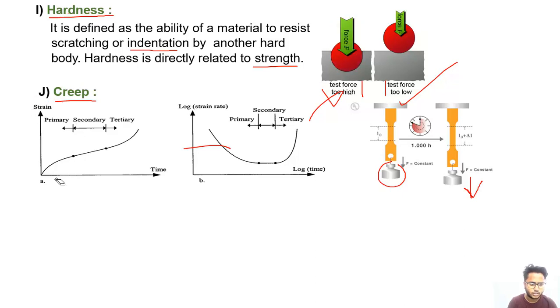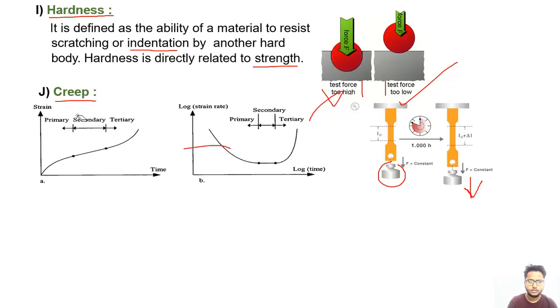So at the starting time the deformation is very slow and it is going to be constant like this, and at the end, in the tertiary region, it will deform very fast. It will deform and finally it will fracture at this point. In tertiary the rate is high, in secondary the rate is almost constant, and in primary the deformation is very slow. So this is known as the creep curve.